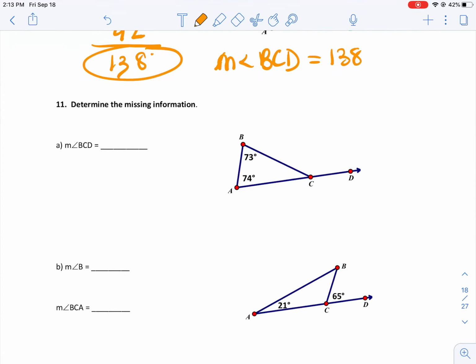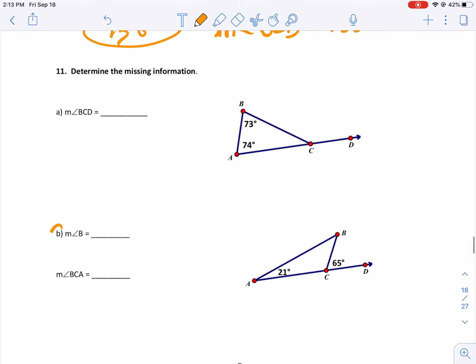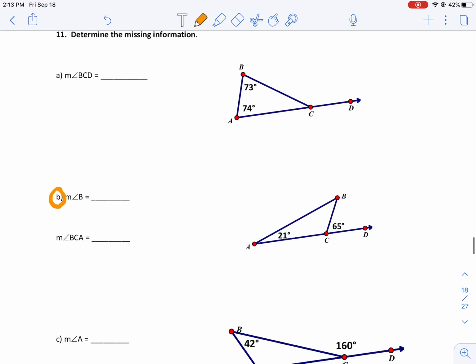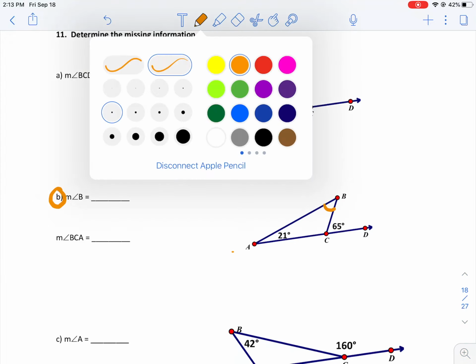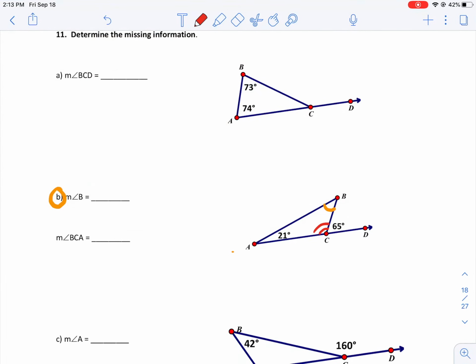Okay? So sometimes, let's go down to example B here. Sometimes they can get a little tricky. This is asking us to find B, here's B, and also BCA. Well, again, you don't have to do things in the exact order.